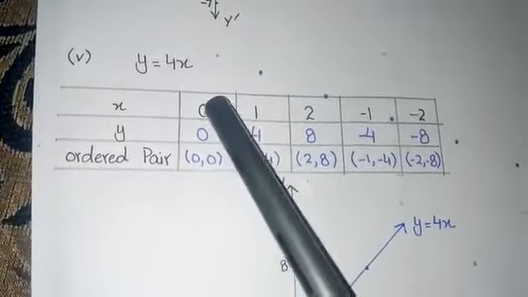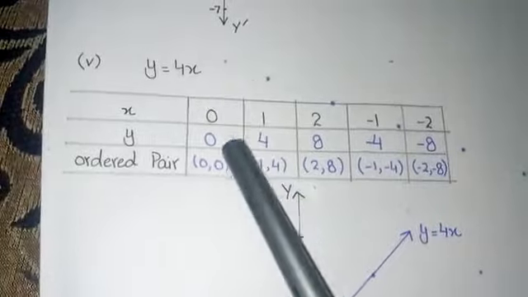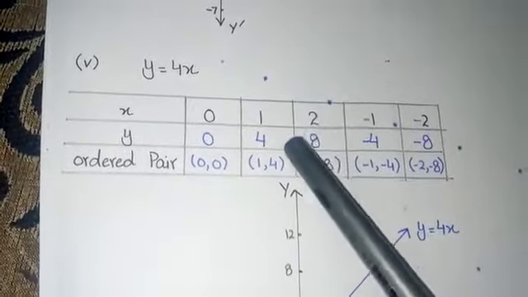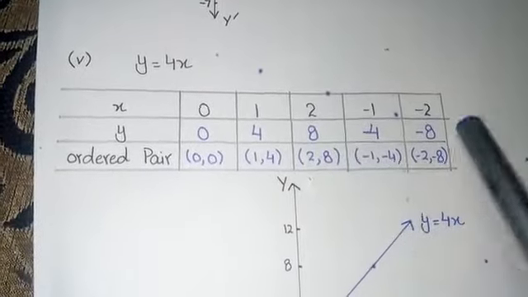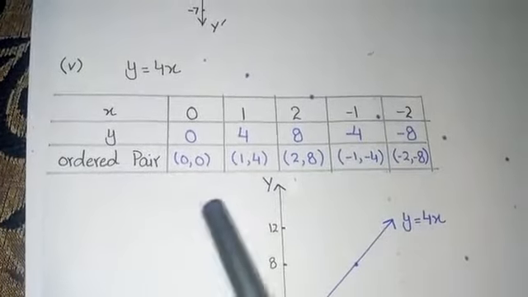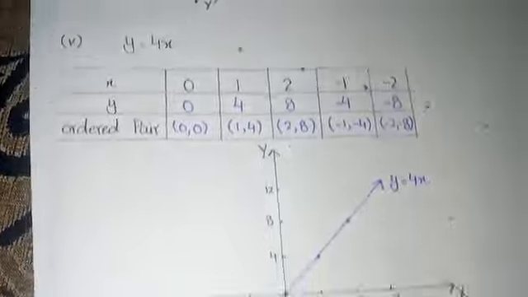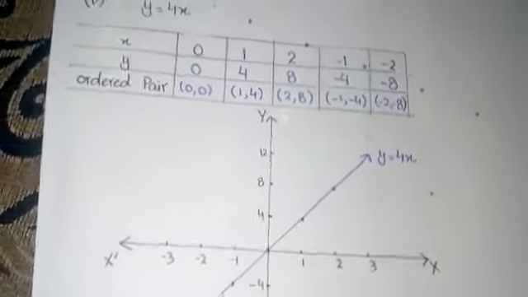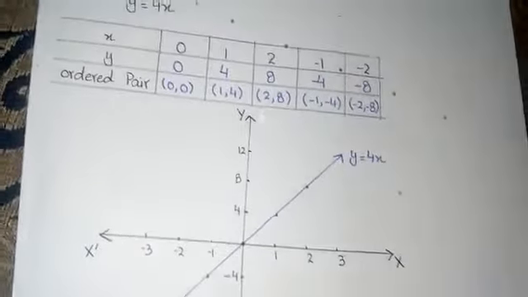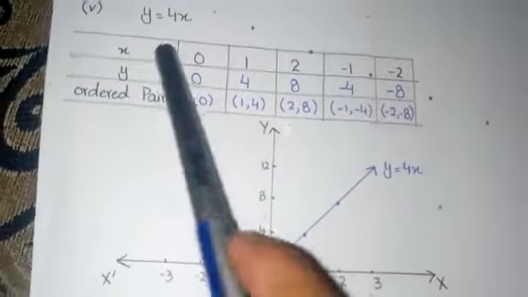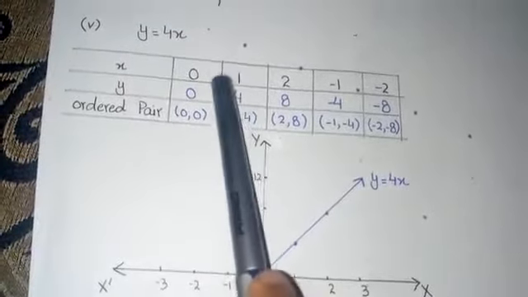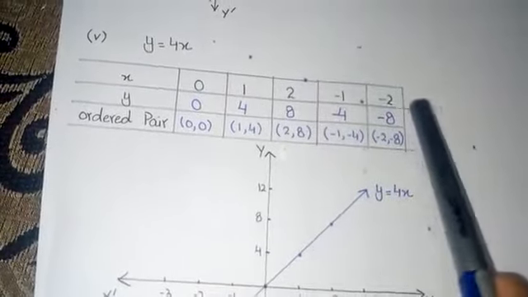Now make the ordered pairs. For x is 0, y is 0. For x is 1, y is 4. So (1, 4). For x is 2, y is 8. So (2, 8). And similarly, we have drawn all the ordered pairs. Now, the next step is to plot these ordered pairs. To plot these ordered pairs, we will see the higher and the lower values. For x, you can see the values are simple: 0, 1, 2, minus 1 and minus 2.